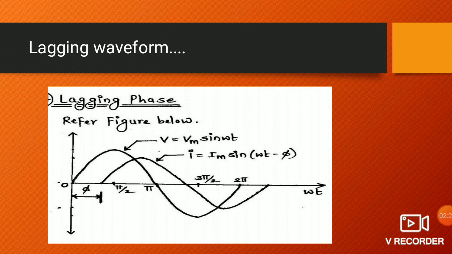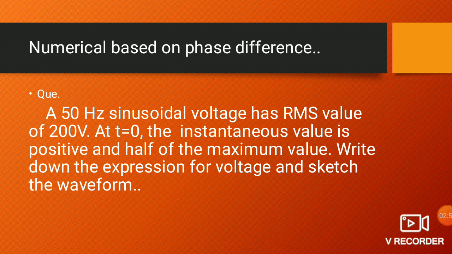Moving further, here again in this sketch we can see that there exists a phase difference but of a negative value, that is −φ. Thus due to this negative value, the curve of current starts after some finite distance, that is φ, after voltage. So in this sketch we can say that current lags voltage or voltage leads the current by a phase difference of φ.